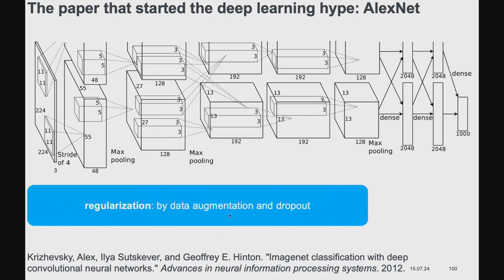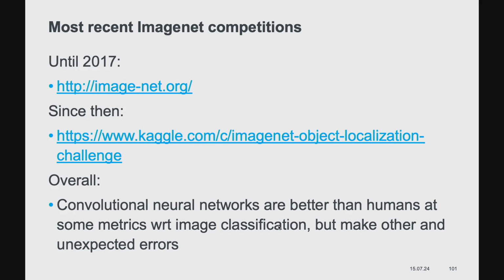Regularization by data augmentation, producing more pictures with the same label, and by dropout. With dropout, we are really silencing some of the units, or the connections, with a certain probability.